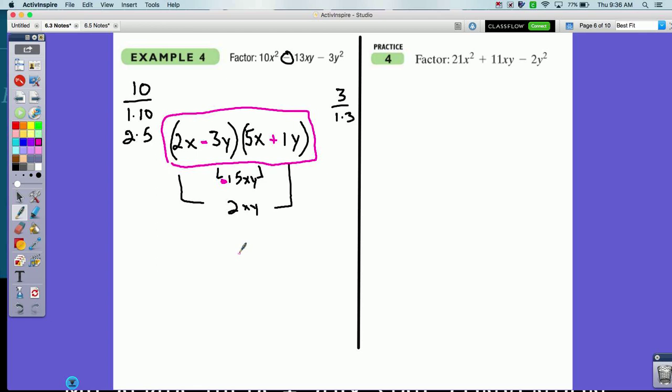And you might not get it on the first try. You might have to try a different combination. But that's the guess and check method.